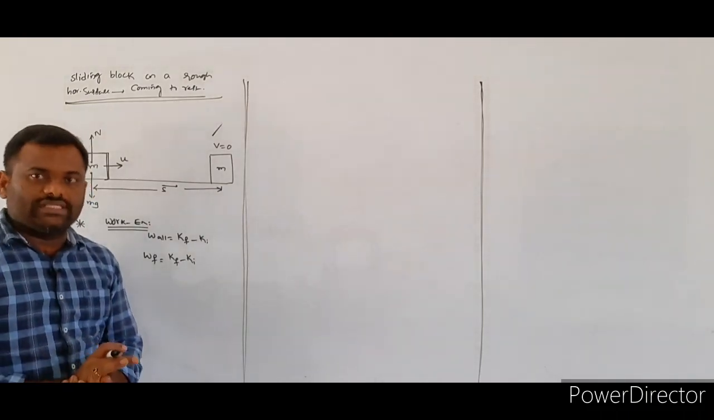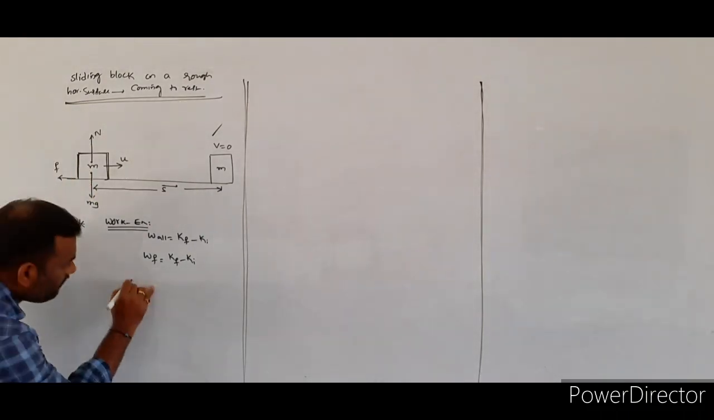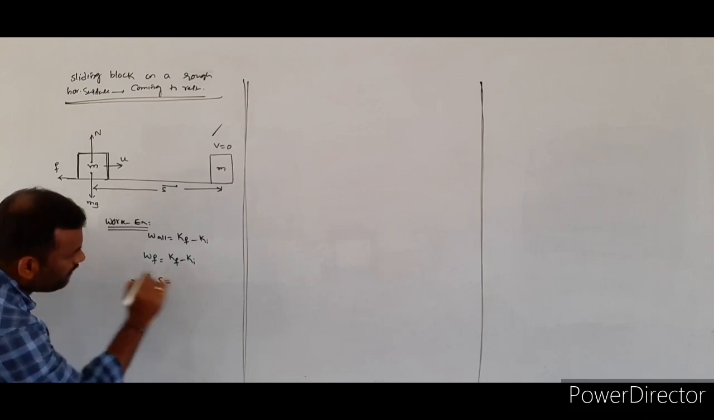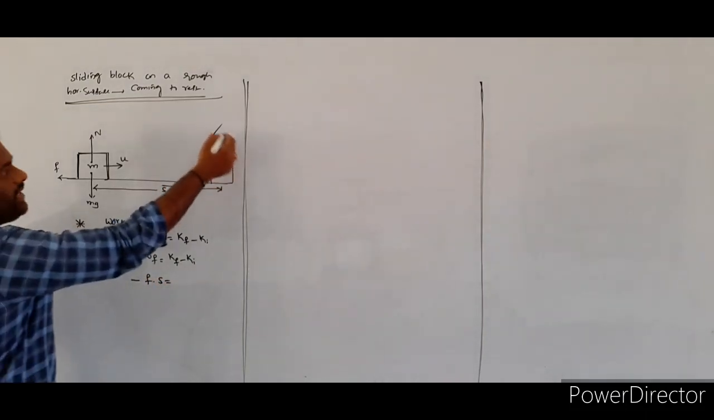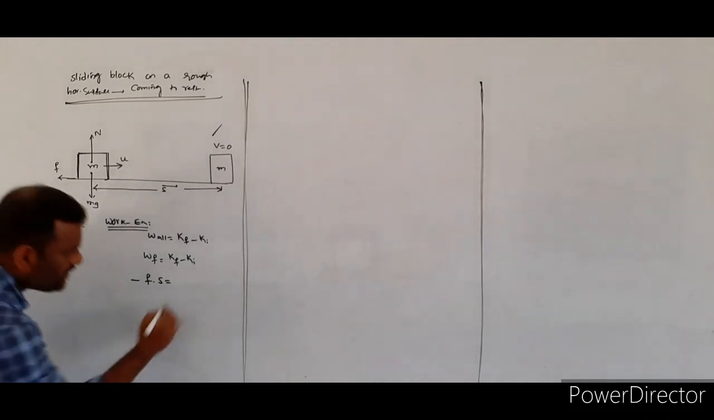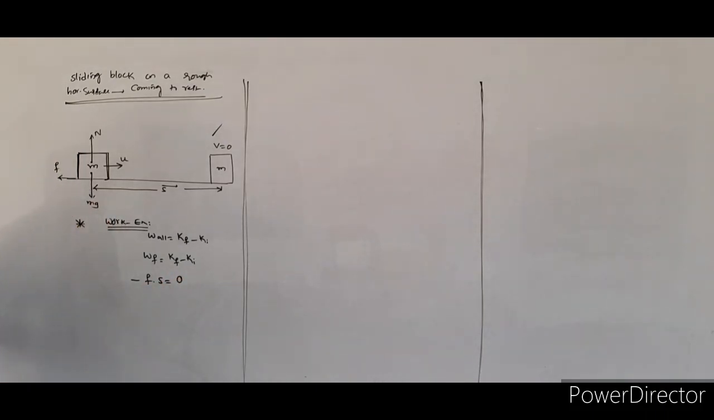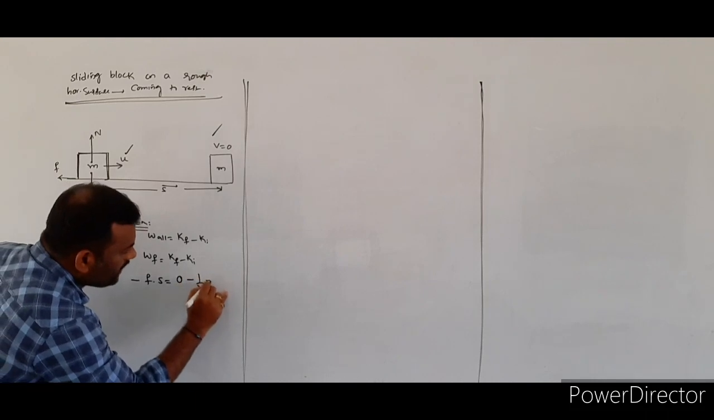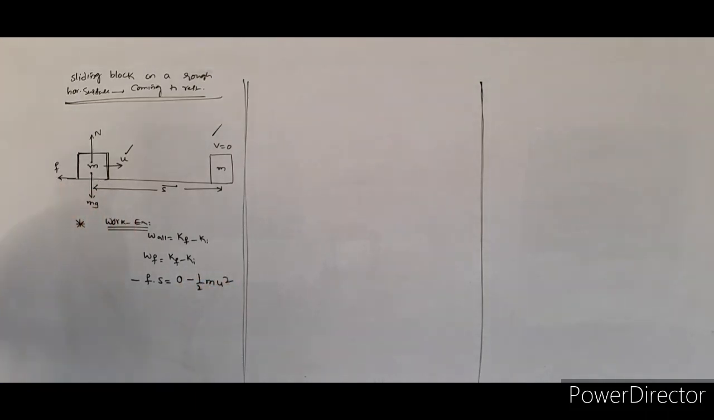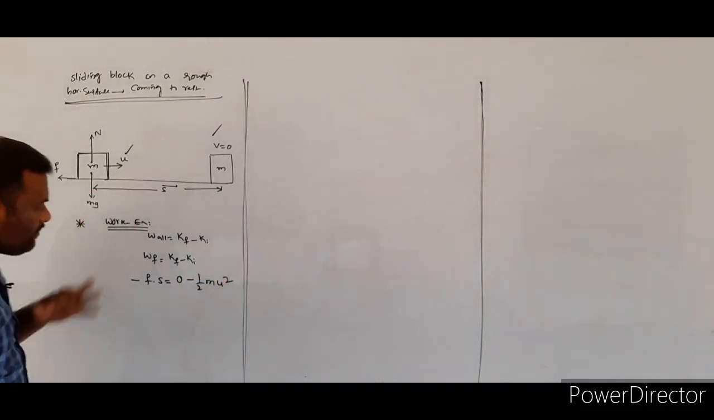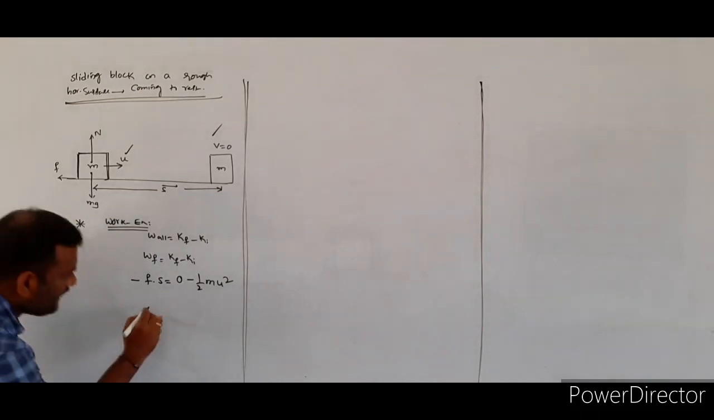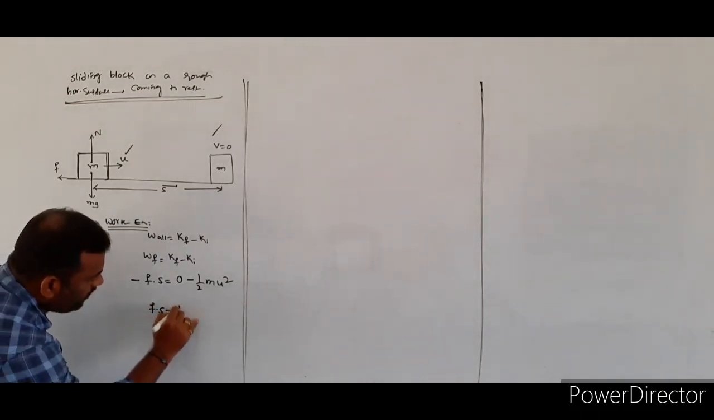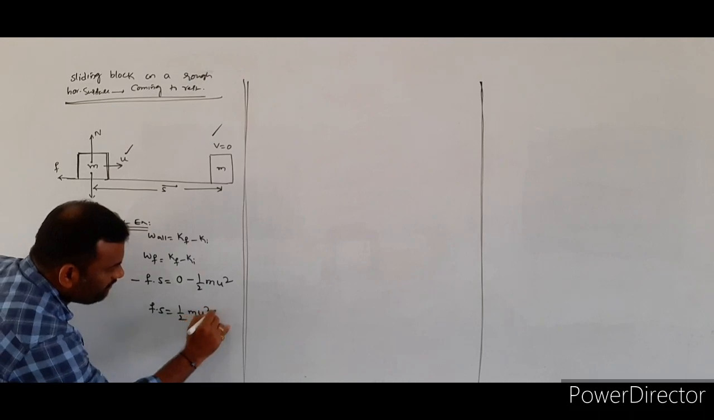Work done by the frictional force is negative, so the work done by the frictional force is equal to minus F into S. Finally, the object comes to a state of rest, so the final kinetic energy is equal to 0, and the initial kinetic energy is equal to half mu square. Simplifying, the minus signs cancel, so F into S is equal to half mu square.